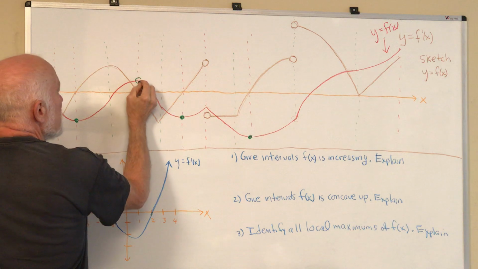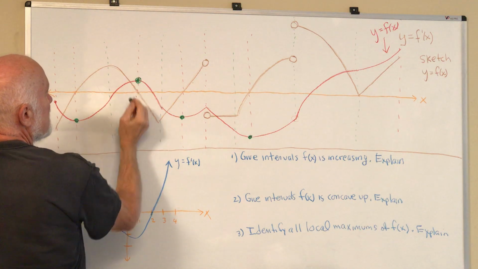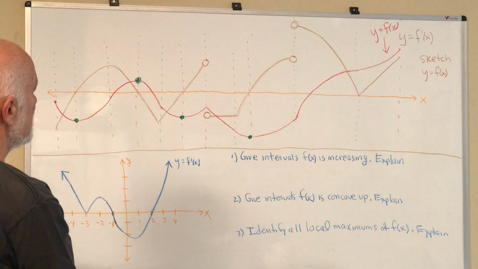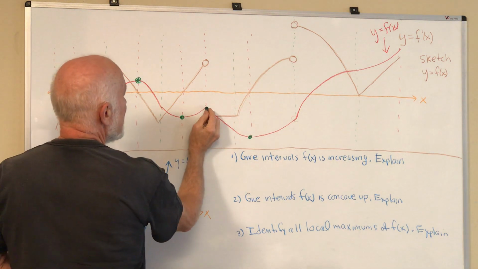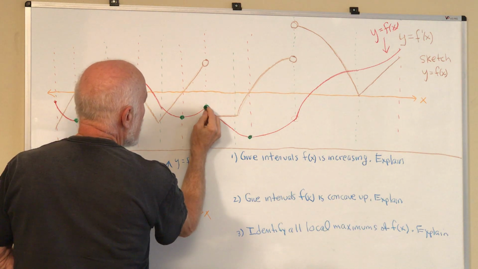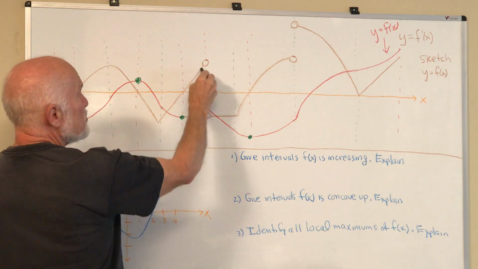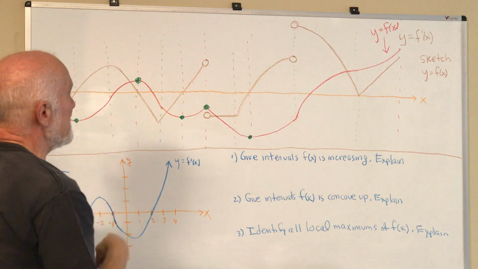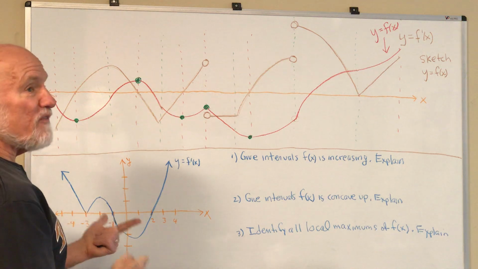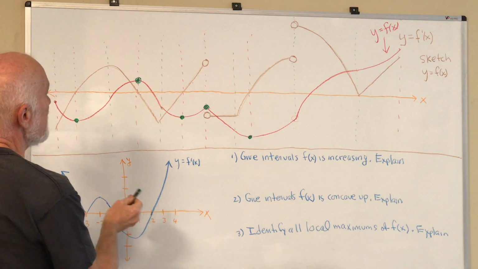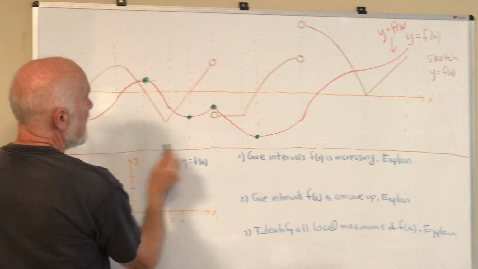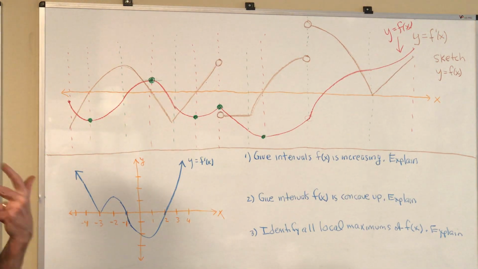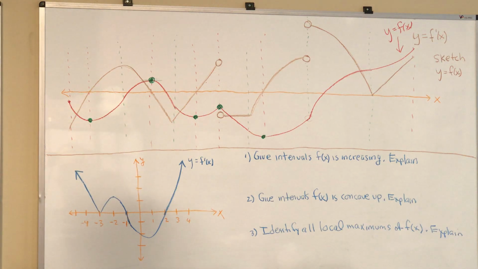Here's our local maximums. That's when the derivative goes from positive to negative. Oh, and here's another one. There's a local maximum. This time the derivative went from positive to negative, but not gradually. So where do we find local maximums? Where the derivative is 0 and where the derivative is undefined. So all of these ideas are making sense on this graph.